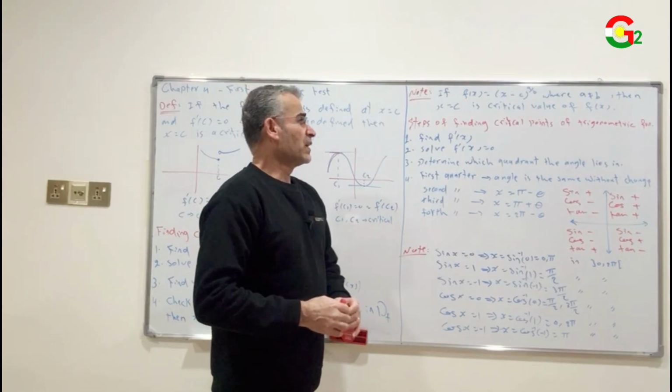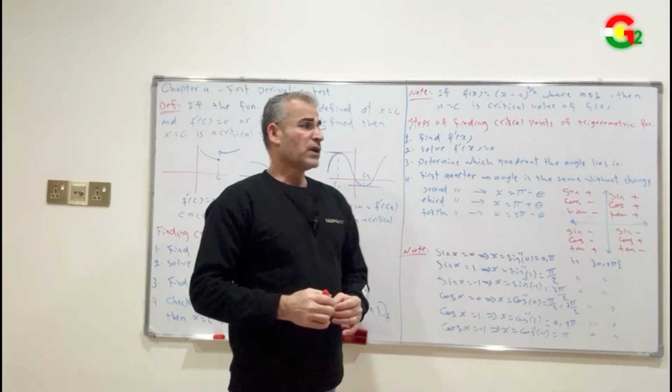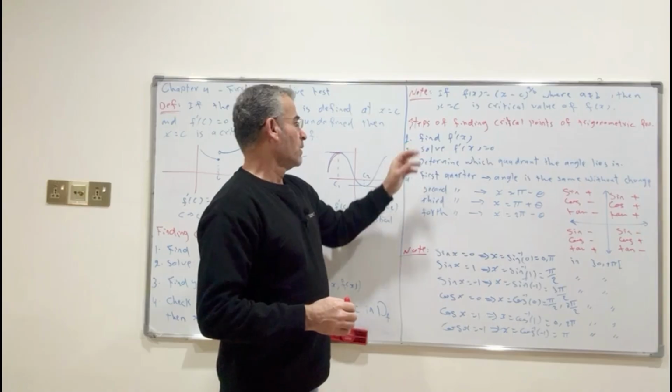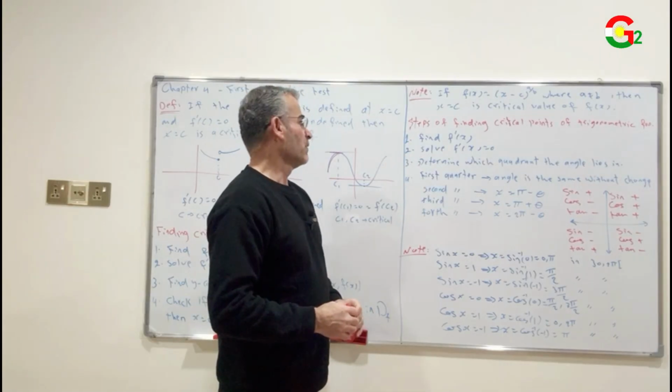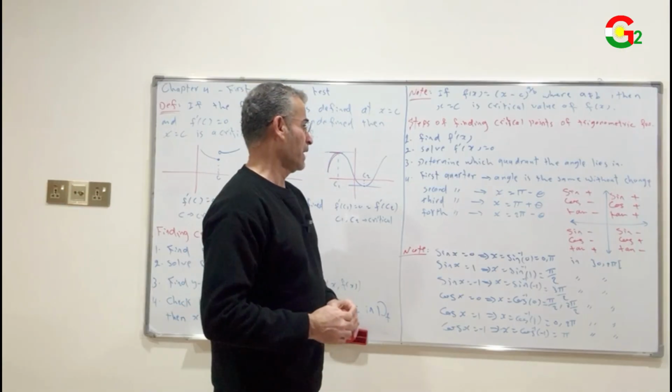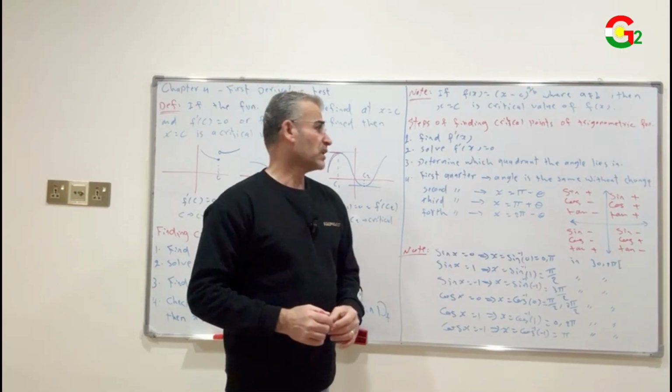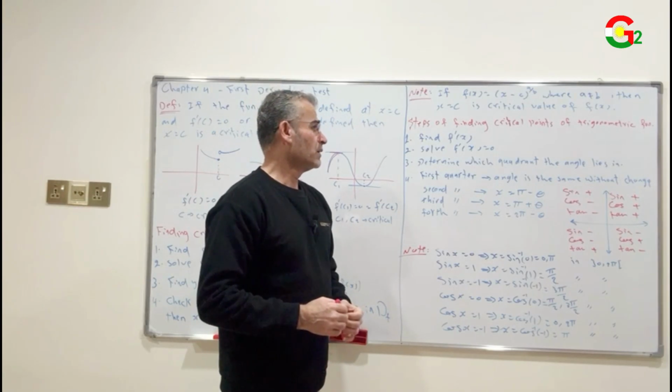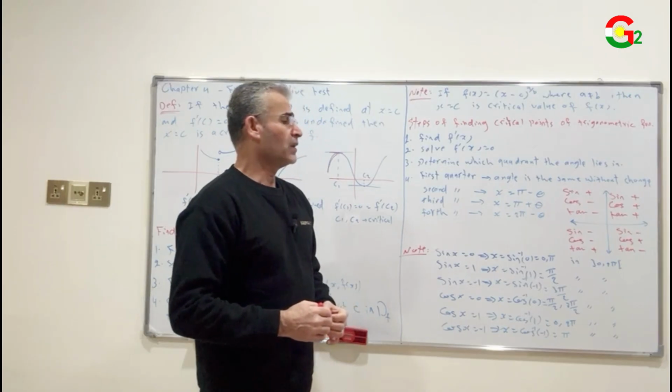Steps of finding critical points for a trigonometric function. The first step, find f prime of x. Second step, solve f prime of x equals 0 for x. Third step, determine which quadrant the angle lies in.